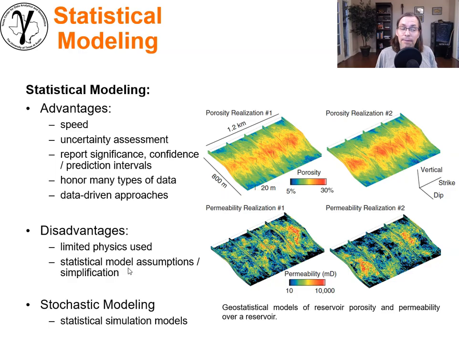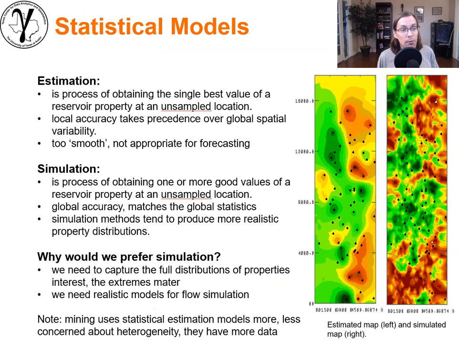There's a lot of statistical model assumptions or simplifications, abstractions, which make the model quite portable and parametrically simple, but at the same time may reduce the realism of the model. So when we talk about stochastic modeling, we're really talking about statistical simulation models that we can build and get the right heterogeneity, which compels me to make a couple of comments around estimation versus simulation because they're both statistical models.